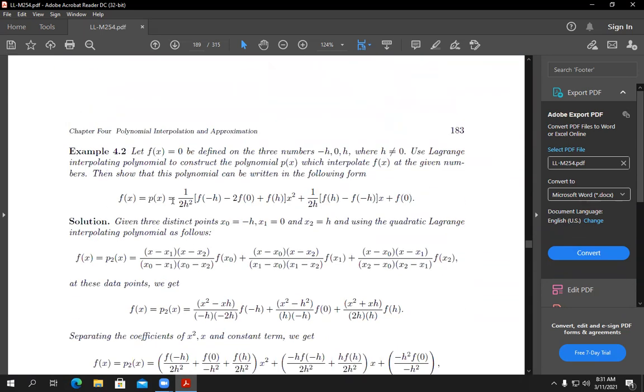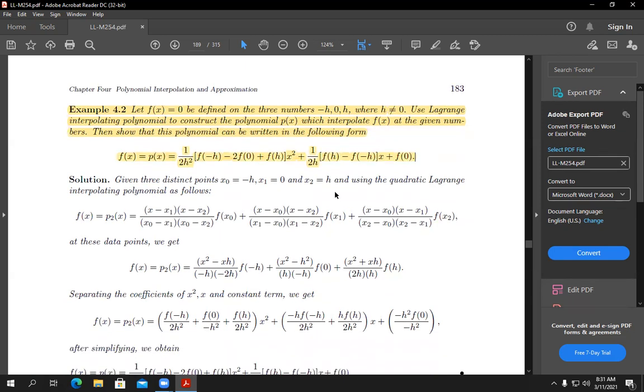And this is also the second example we have here now. But I will not give you this one here, but you can check, please. I say f of x is equal to 0. We define on the 3 number minus alpha, and this one here. Okay. And then he says use the Lagrange interpolating formula to construct the polynomial p of x, which interpolates f of x at the given numbers. Then show that the quadratic polynomial can be written in this form.